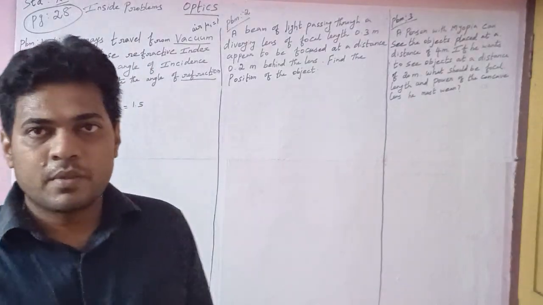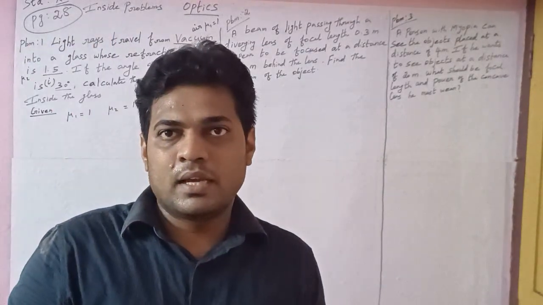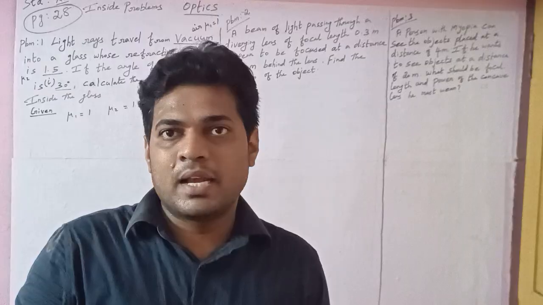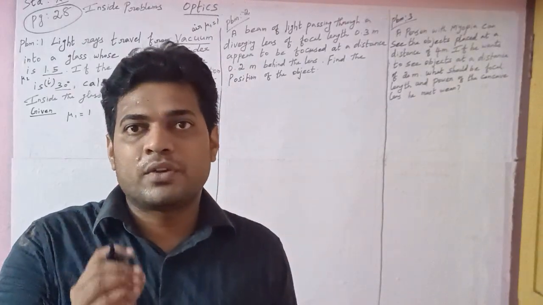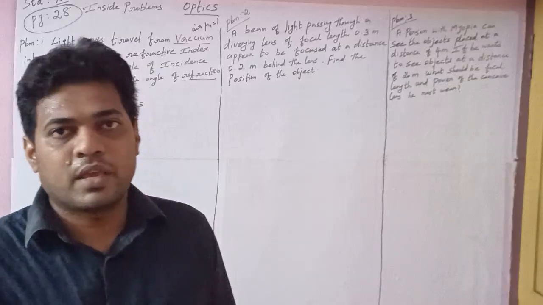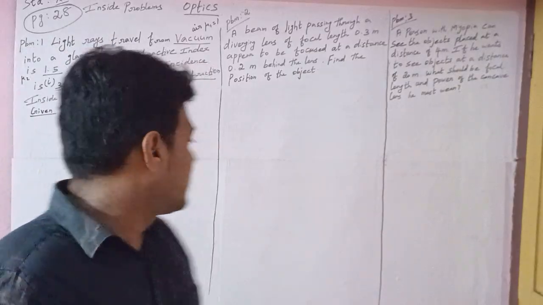What is Snell's law? The ratio of the sine of the angle of incidence and the sine of the angle of refraction is equal to the ratio of the refractive indices of the two media. Okay, can you understand? Because listen here, you observe.